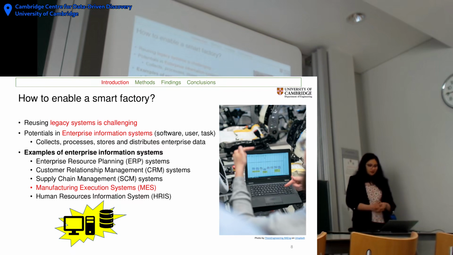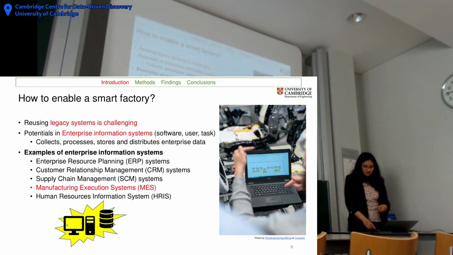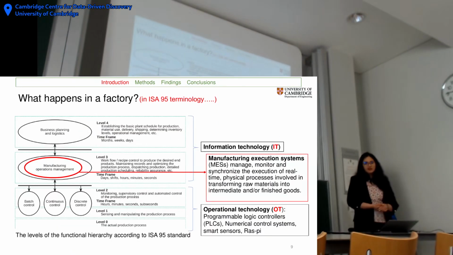For example, human resource information systems are commonly used by competence management and HR departments, whereas in manufacturing, the manufacturing execution system is a very important system that is known to hold a lot of data in the factory. So our project is mainly focusing on manufacturing enterprise information systems.